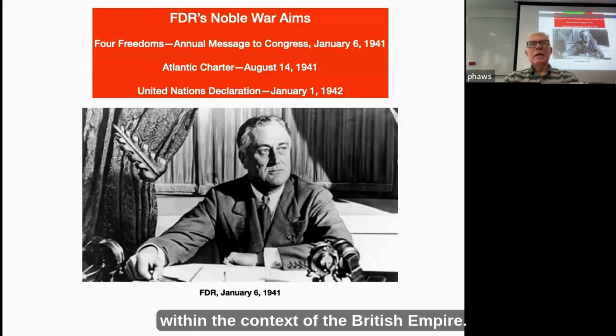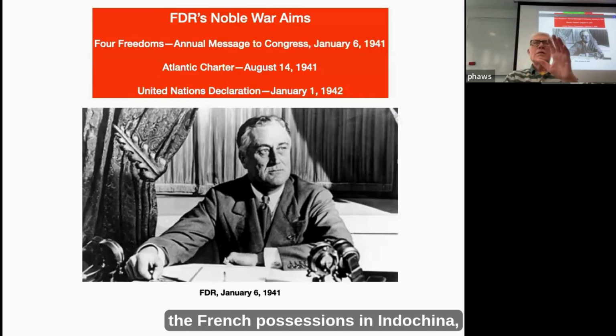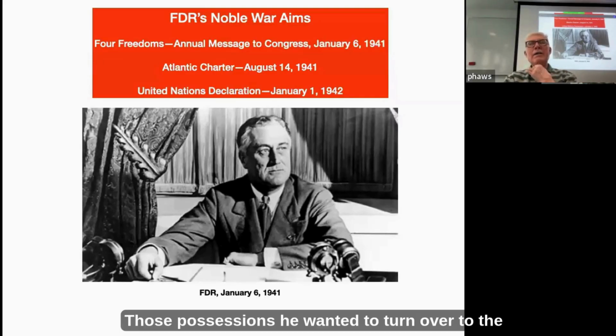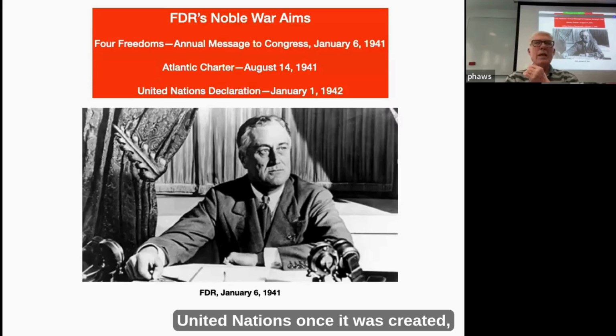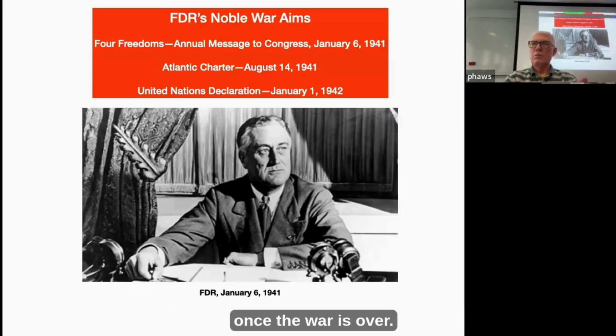Roosevelt also made plans during the war itself for the French possessions in Indochina, which we've come to know as Vietnam, Cambodia, and Laos. Those possessions he wanted to turn over to the United Nations once it was created, and did not want those territories returned to France once the war is over.